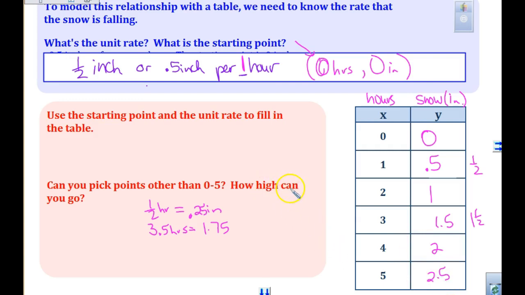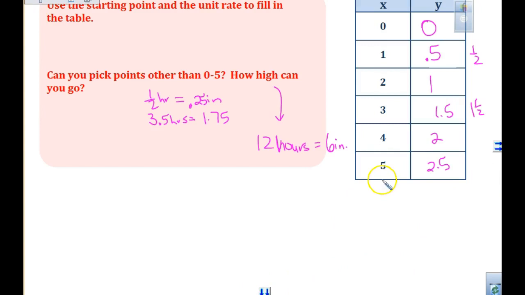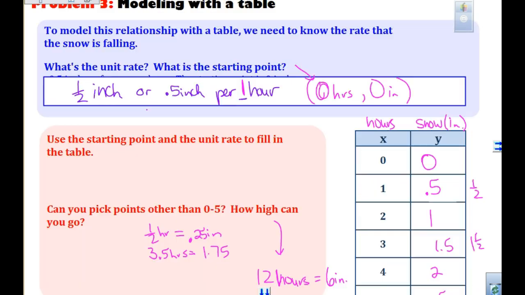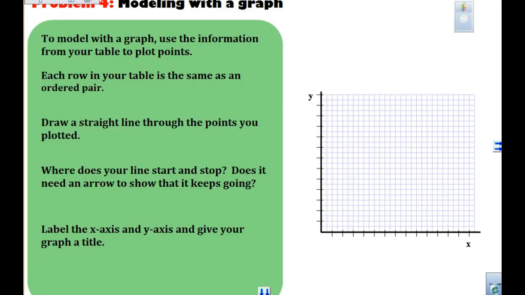Okay? And it says, how high can this one go? How many hours did they say it's snowing for? 12. So how high can this graph go? 12. Only 12 hours, which is going to give us 6 inches of snow, right? So if I was looking at this table, I could actually extend this table. 6, 7, these dots are telling me the numbers, but I have to stop at 12, right? And the reason we're stopping at 12 is because the story said it's only snowing for the first 12 hours, right? If it wouldn't have said it's going to stop snowing, then we could have continued that.